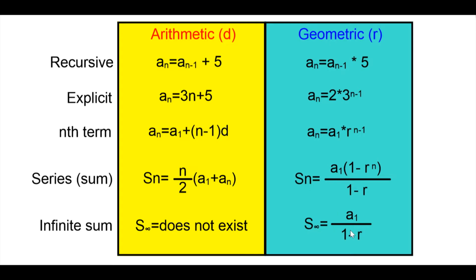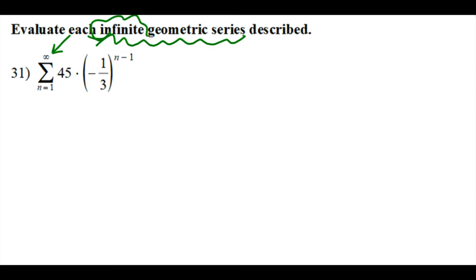A1 over 1 minus r. So the formula is actually a little easier than the one that we just used. A1 over 1 minus r. It's important to notice that this only works if this r number is in between -1 and 1. Sometimes you think of it as less than 1. It has to be a fraction or a decimal number less than 1, or in between -1 and 1. Otherwise, it's not going to have a sum.